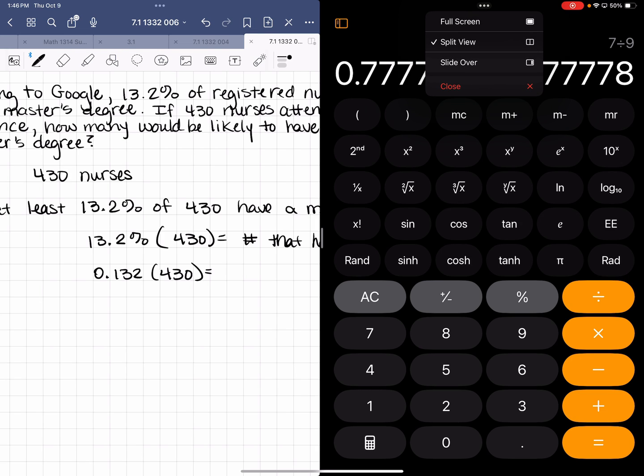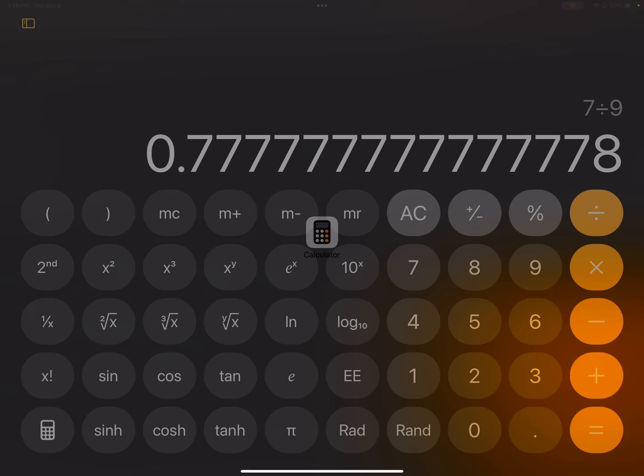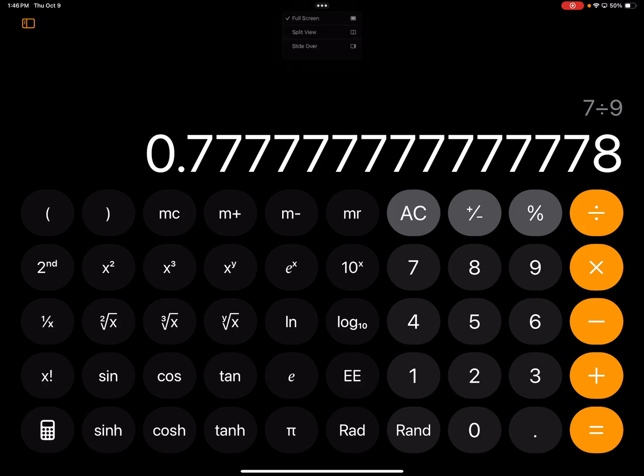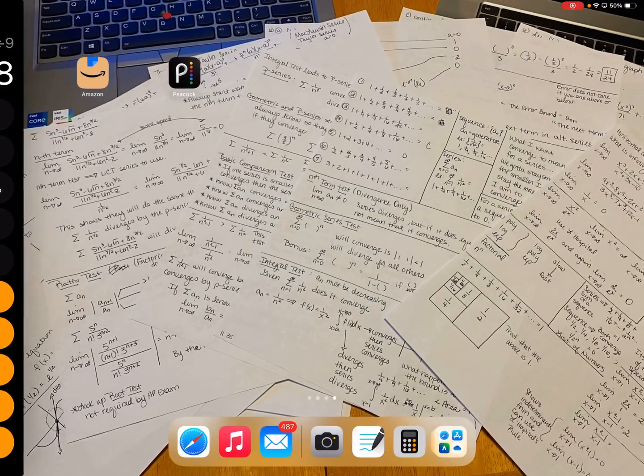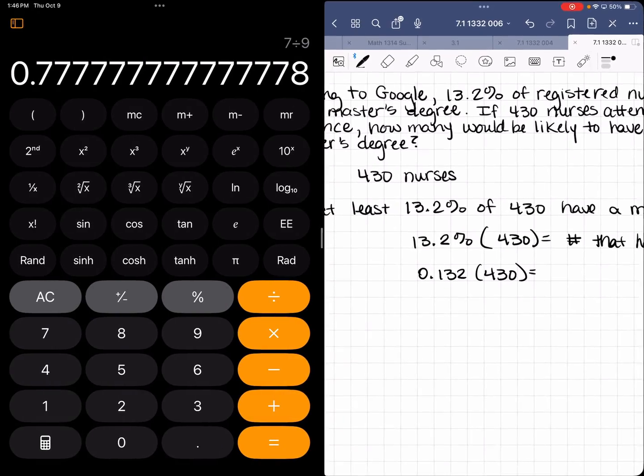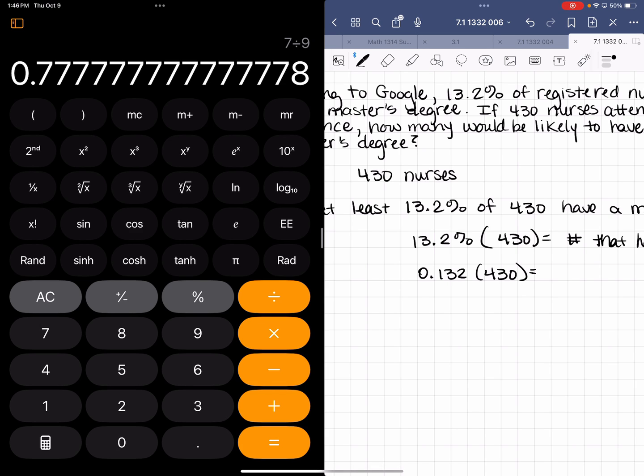I've got the calculator, I've got it split, and you can't see it right now. If I do that full screen, and now let me see if I split the other way. Yep, now you can see it. I have to bring the calculator to full view first.